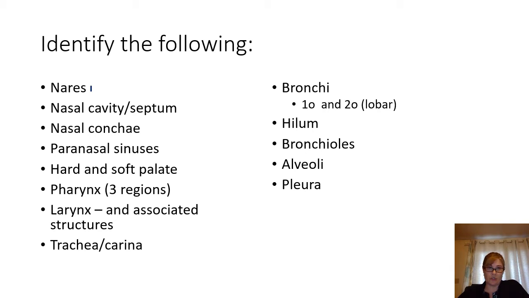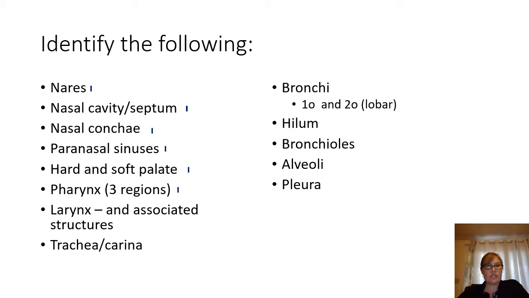Nares would be your nostrils. Nasal cavity, hopefully you know where that is. The septum is going to divide it. Your nasal conchae would be the ridges on the inside of the nasal cavity. Paranasal sinuses are going to be air spaces in multiple places around the nose. Hard and soft palate are going to form the floor of the nasal cavity, the roof of the mouth. Remember, the hard palate is made of bone and the soft palate is made of muscle.